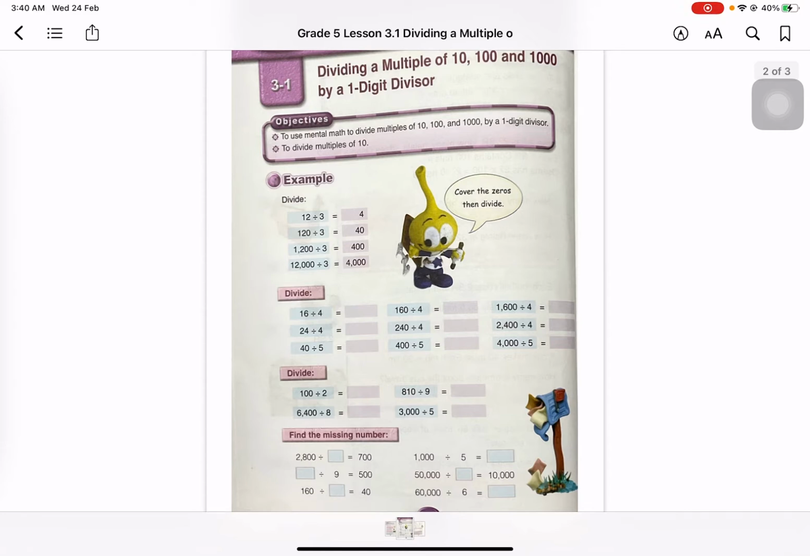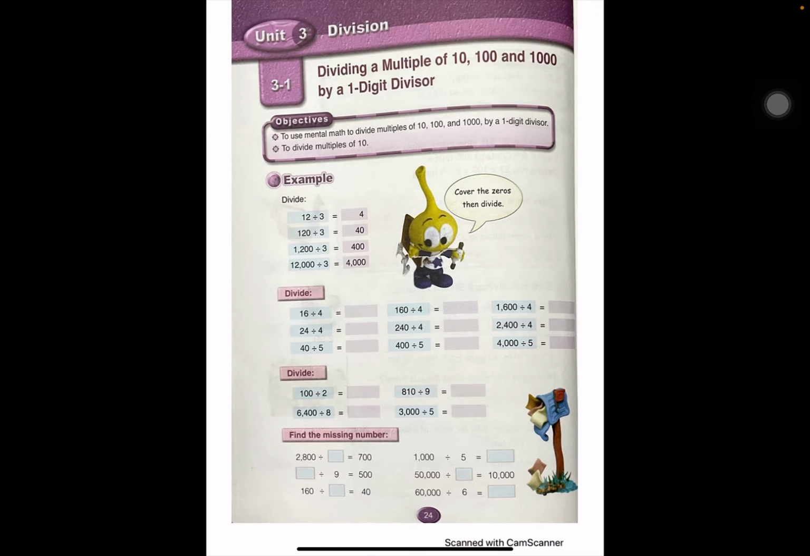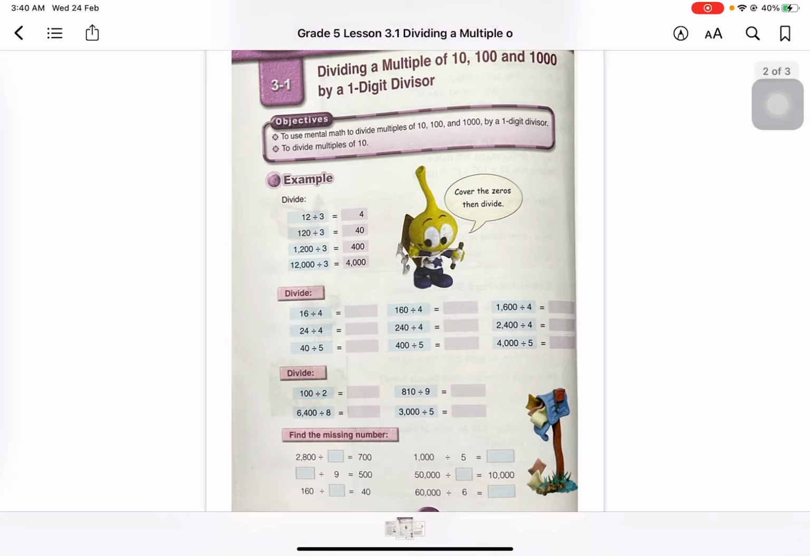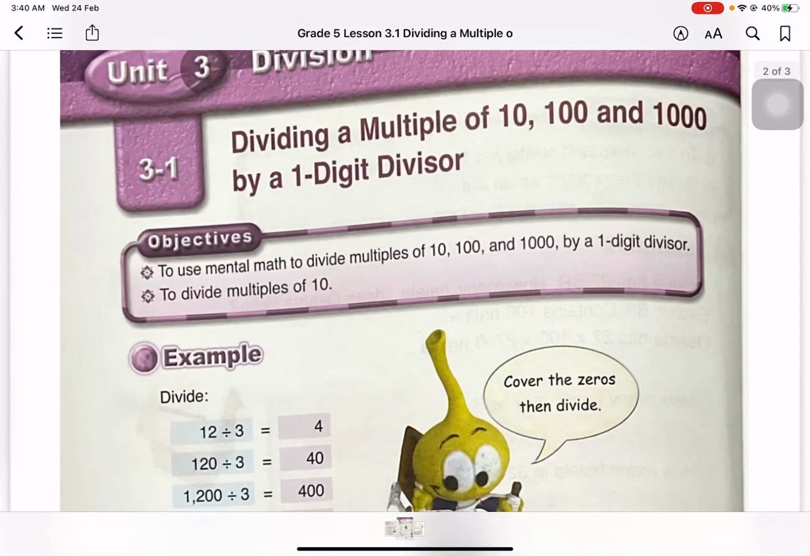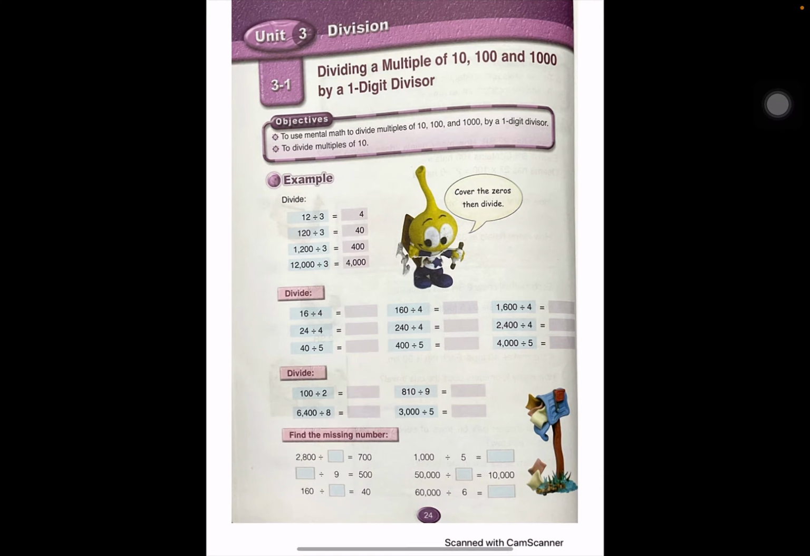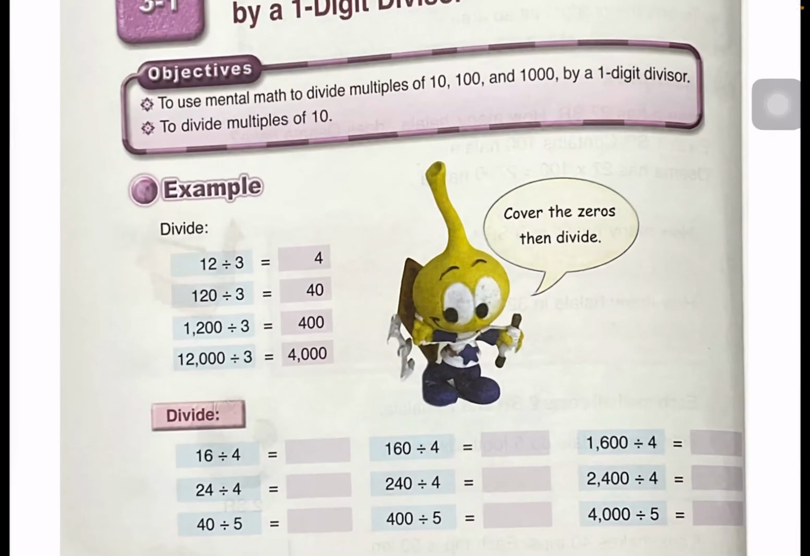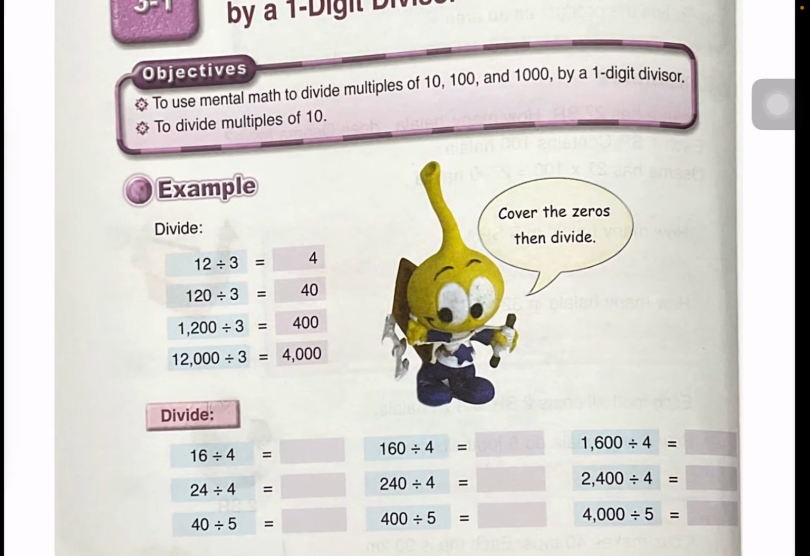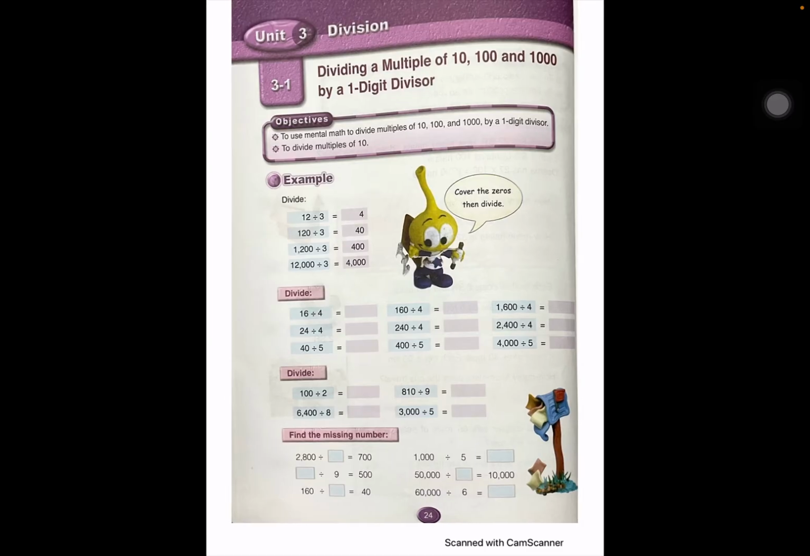Now, the title of my lesson is Dividing a Multiple of 10, 100 and 1000 by one-digit divisor. Divisor, اللي هو المقسوم عليه. If I have a division sentence, the 12 we call dividend. The 3 is the divisor, and the answer we call quotient. And if I have باقي, I will call it remainder.